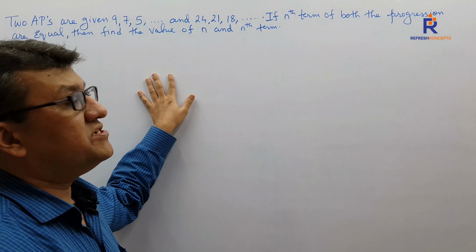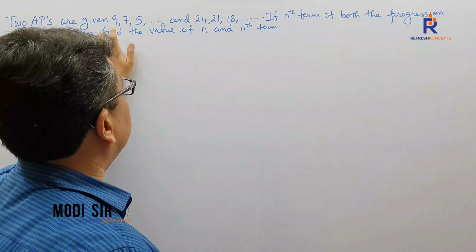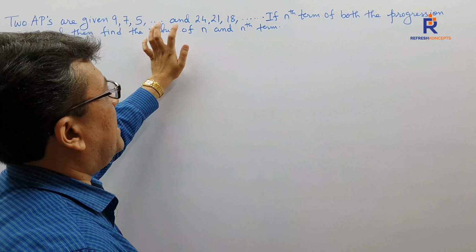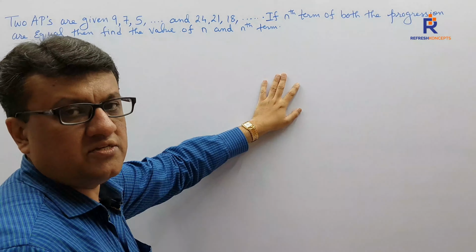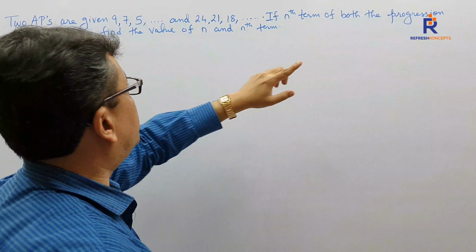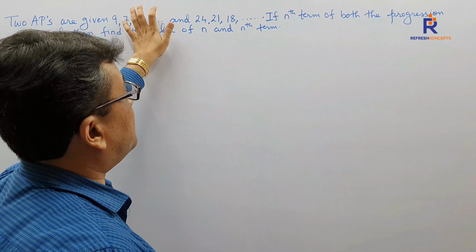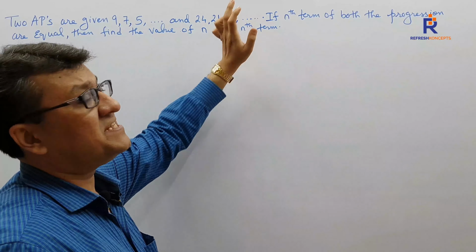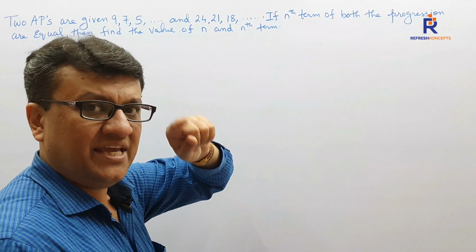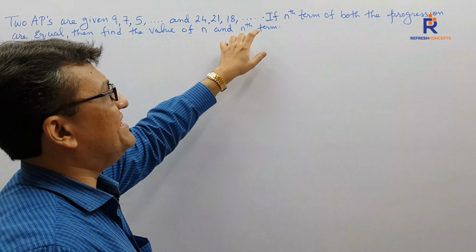One more interesting question, children. What does it say? Two APs are given: 9, 7, 5, ... and 24, 21, 18, ... So I am aware of two APs. If the nth term of both progressions are equal, that means Tn of the first case and Tn of the second case are the same. Find the value of n and the nth term.